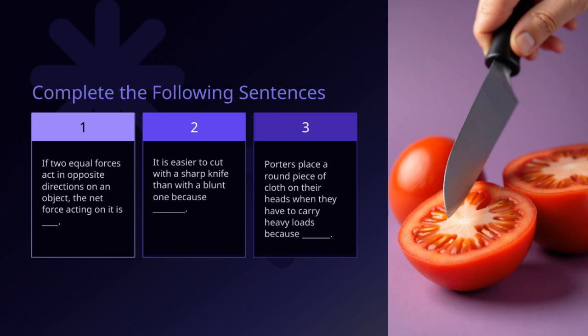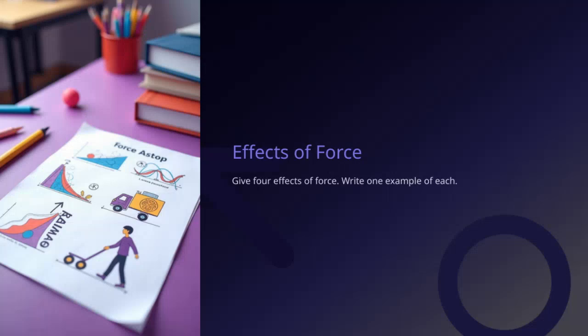Whether it's easing physical effort or improving efficiency, these concepts are all about applying science to real-world situations. Now let's take a look at 4 effects of force, along with an example for each. First, force can cause a change in the shape of an object. For example, when you press down on a sponge, it deforms, showing how force can alter an object's shape.